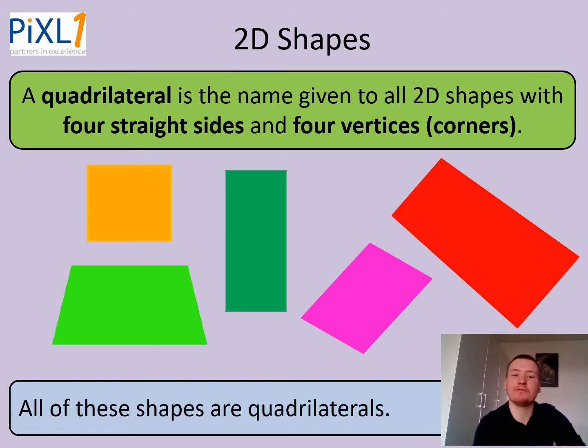So quadrilateral is a name given to all 2D shapes with 4 straight sides and 4 vertices. So what I'm going to do is focus on the main 2 shapes that we've looked at today. We've got a square and we've got a rectangle. Now a square and rectangle, we know they have 4 straight sides and 4 vertices, which means they are quadrilateral shapes. So well done if you pronounced the word quadrilateral correctly.